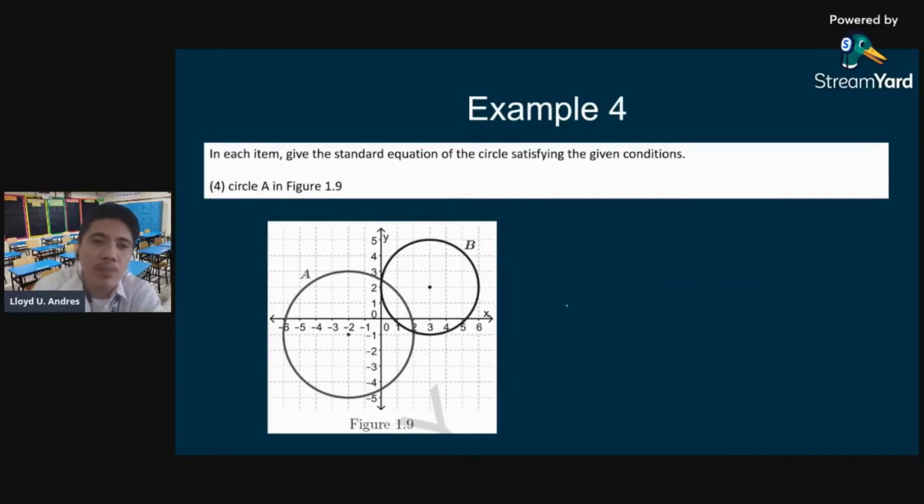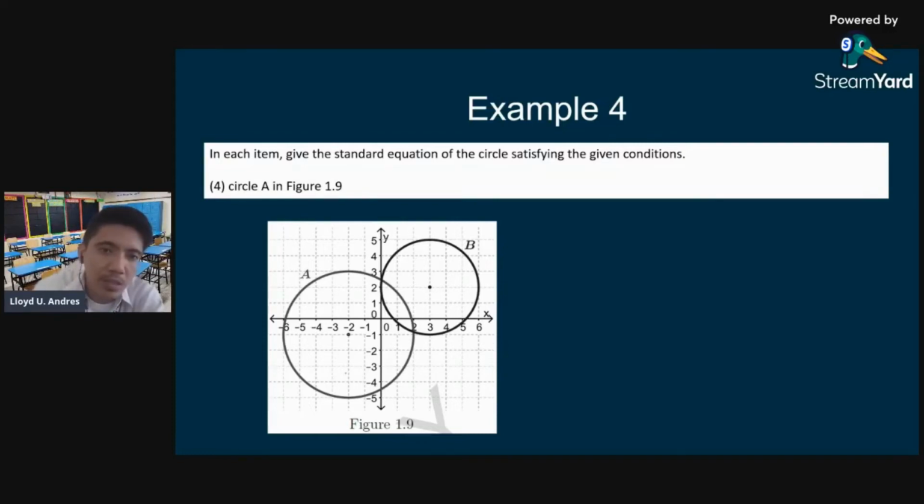Let's proceed to example 4. This time we are given a circle in figure 1.9. In the previous example, we were given the center and the radius in a given graph, but in number 4, we are only given a graph without the coordinates of the center and the length of the radius. So we need to first determine the coordinates of the center.